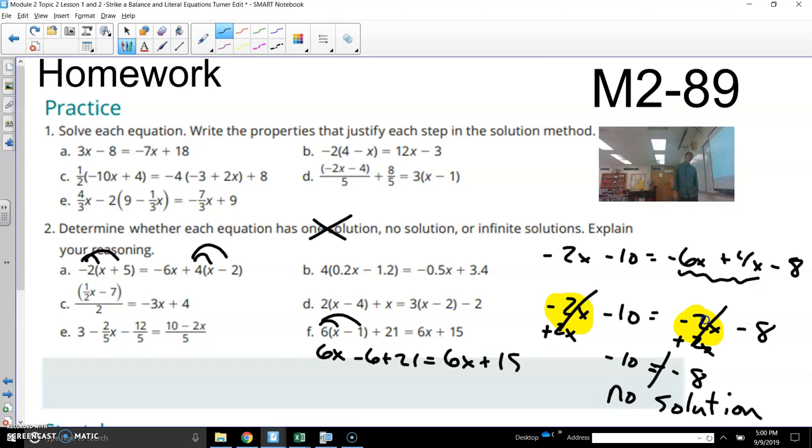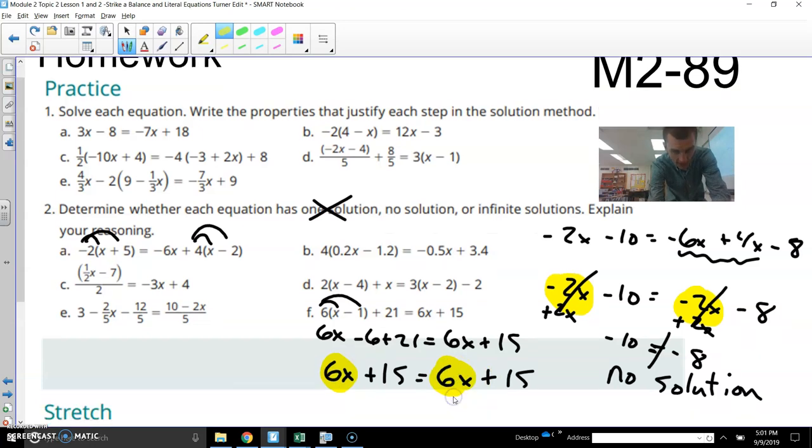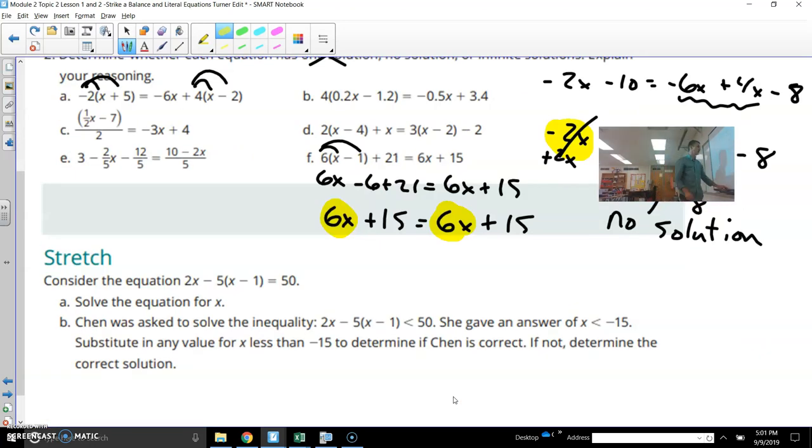And then if you notice, I can put like terms together on the left side. -6 plus 21 is 15. So now, just like in the first case, we're in a situation where these terms match. 6x is the same on both sides. So now we can just go ahead and jump to the idea that if you were to cancel these out, you are left with 15 equals 15.